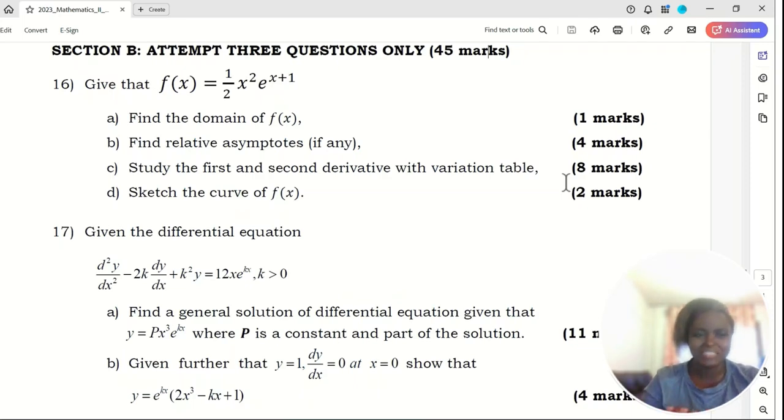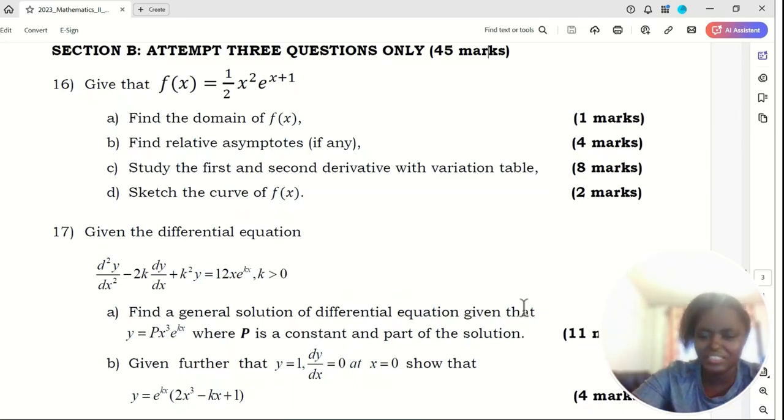Question number 16 was about studying a function, and when we are studying a function, we need to know its domain of definition, maybe some asymptotes if they exist. We start with the first derivative and the second derivative and the table of variation, and then sketch the function. So let's go through all these steps for this particular function that we were given in this exam.